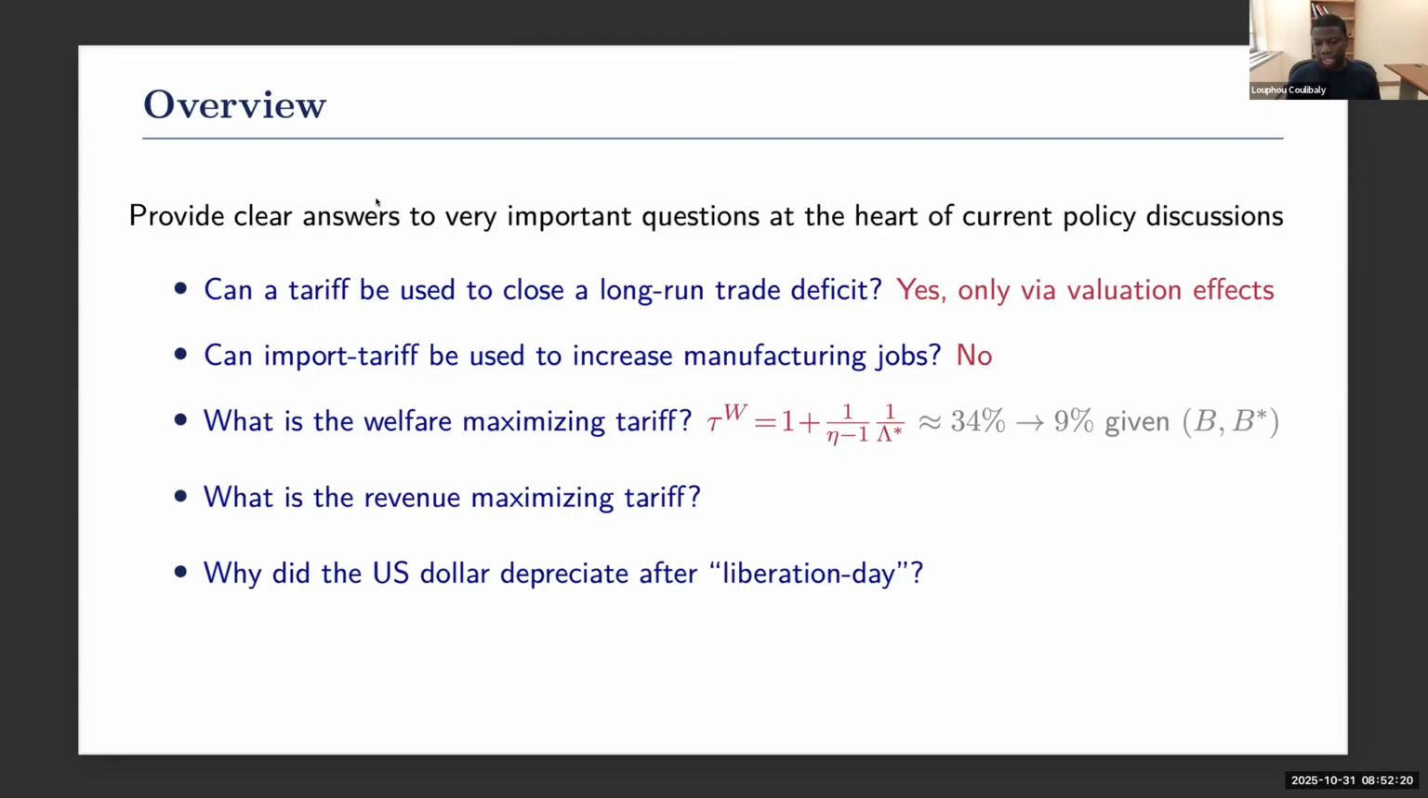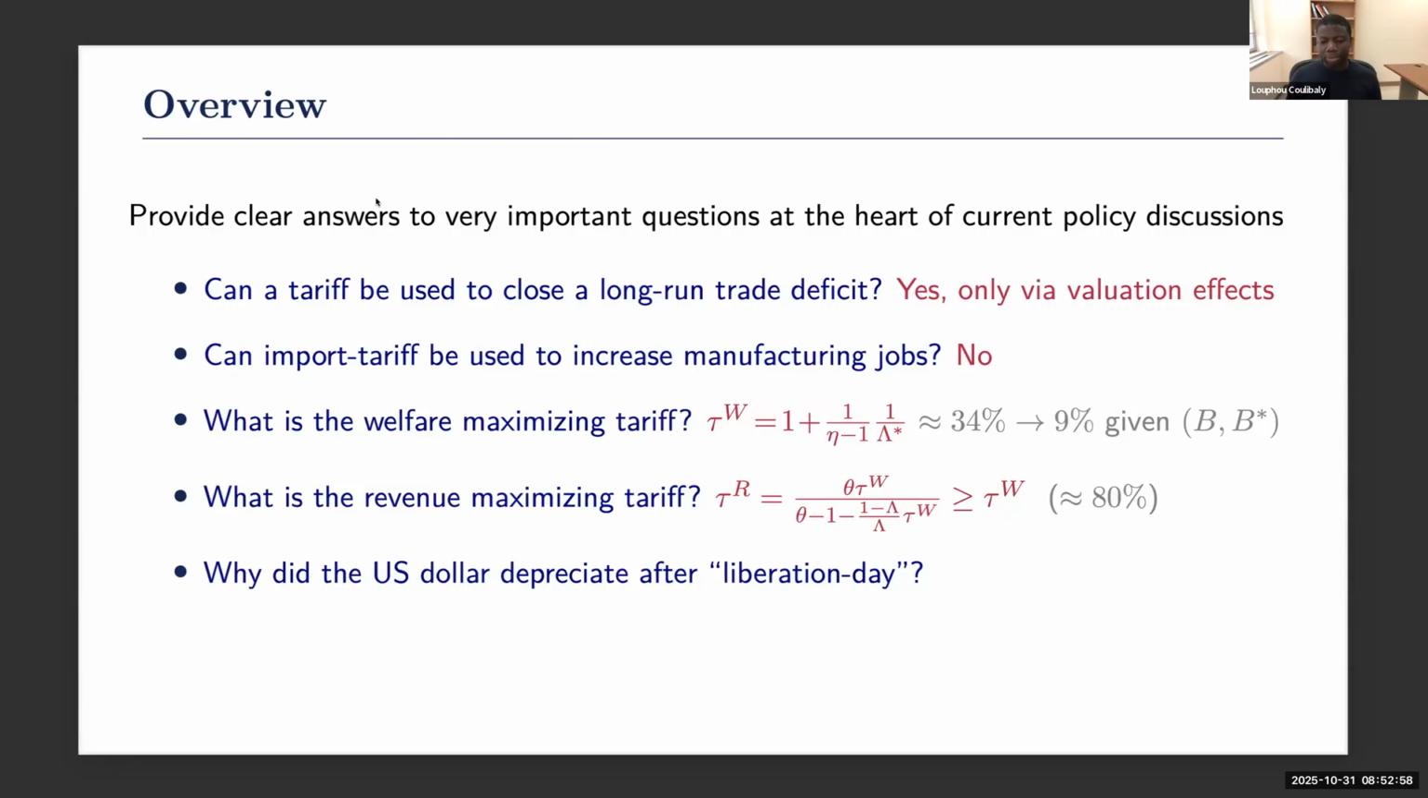So it's very nice, and you can compare the macro tariff versus the micro one. What they show is that in the case of the US, if you assume balanced trade, it's about 34%. If you take into account the portfolio, the liability and asset position of the US, then it falls to 9%. For the revenue maximizing tariff, you can express it as a function of the welfare maximizing one, especially under balanced trade, and you can show that it's always larger than the welfare maximizing one. In particular, in the calibration, it's about 80%.